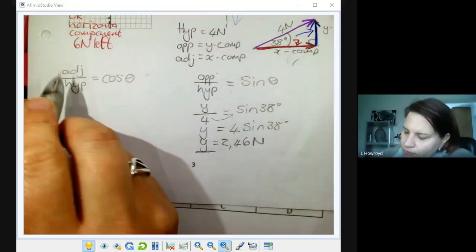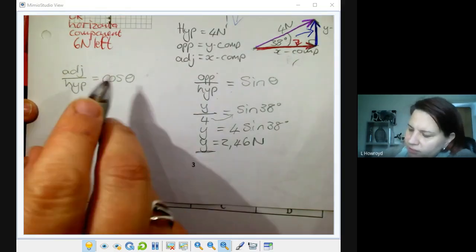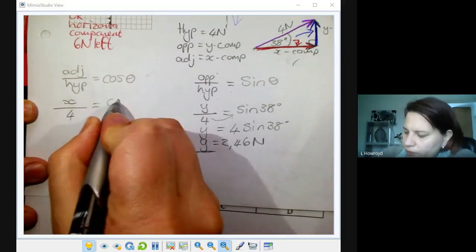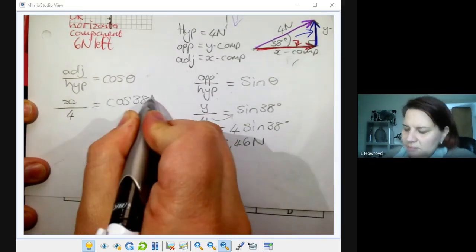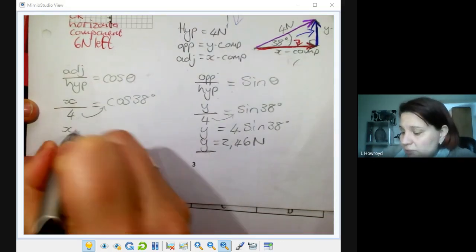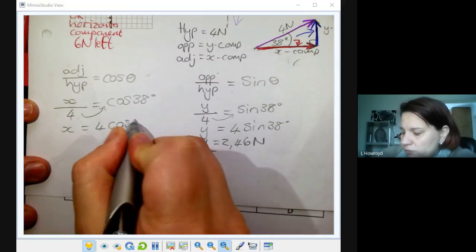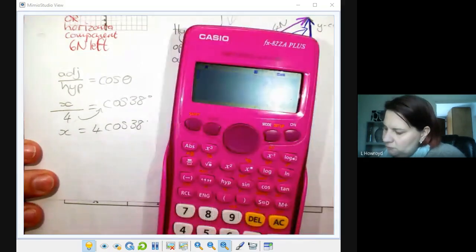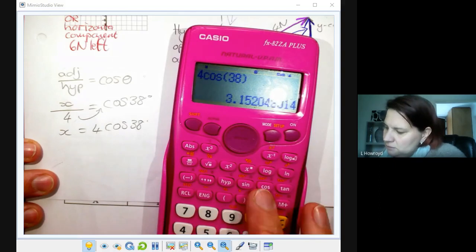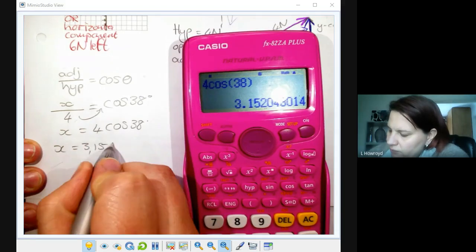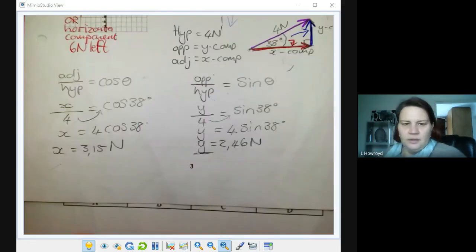Okay, so adjacent over hypotenuse. So our adjacent is our x component. Our hypotenuse is 4. We know it's going to be cos 38. It's the exact same angle. And again, I can take the 4 up there, which then actually multiplies with the cos. But remember, you don't have to show it. So we land up with 4 cos 38. And I get x is equal to 3,15 newtons. Okay, and there we go.